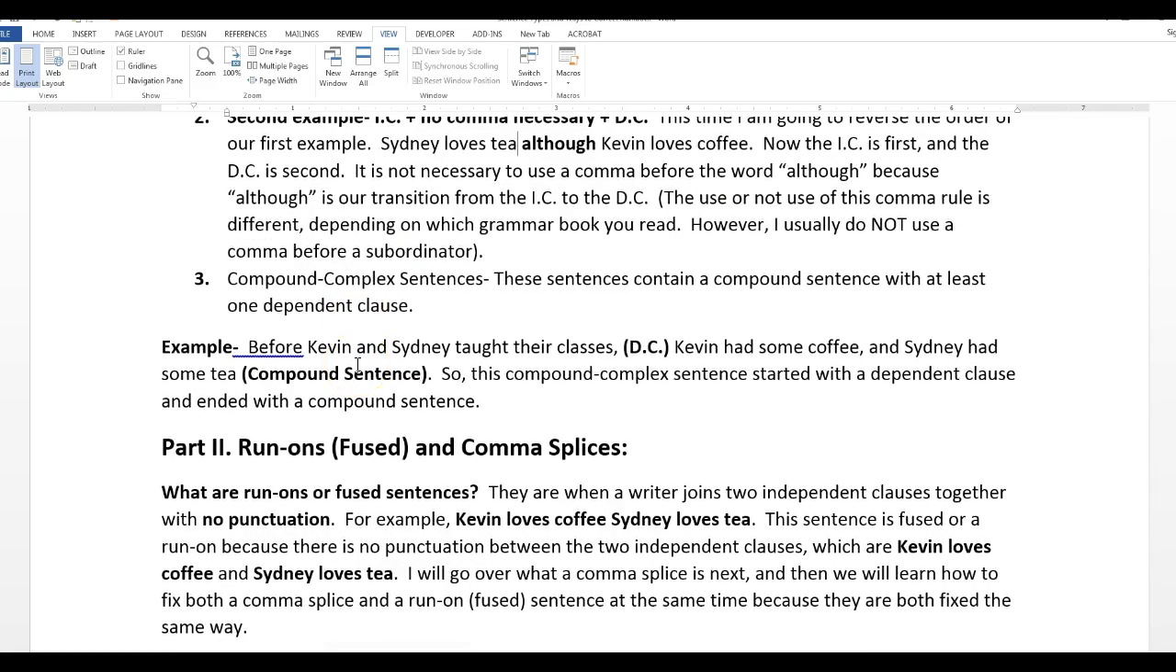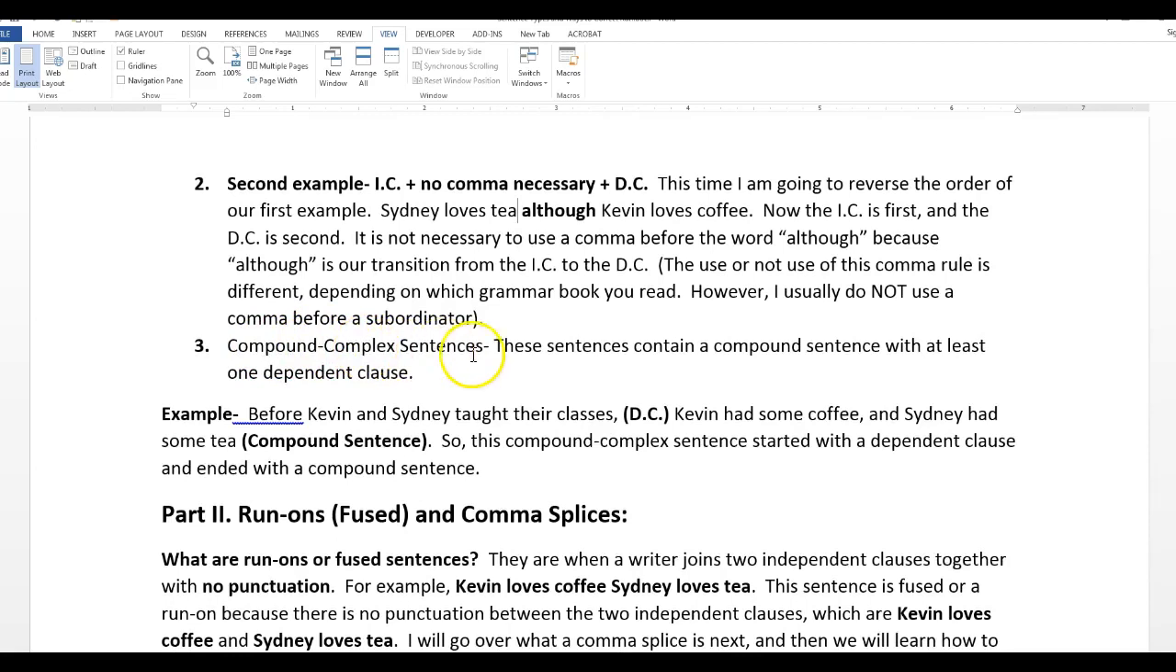The last type of sentences are the compound complex sentence. Here we have a compound sentence, and now we've added a complex sentence or a dependent clause. Let's take a look at the example. Before Kevin and Sydney taught their classes, comma, this is the dependent clause. Before is a subordinator. Then I joined it with two independent clauses. Kevin had some coffee, comma, and Sydney had some tea. This is a compound sentence because we have independent clause, fanboys, another independent clause. So this compound sentence is joined to this dependent clause, thus making it a compound complex sentence.